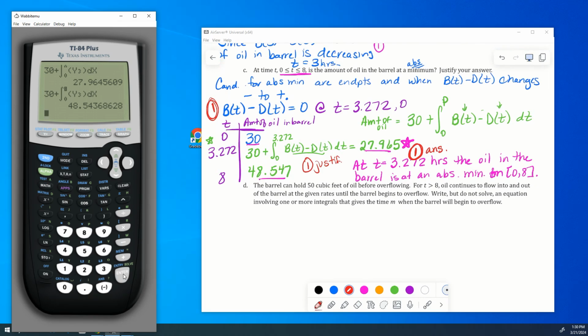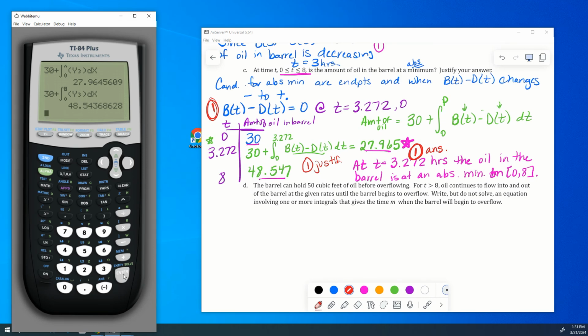Okay, the barrel can hold 50 cubic feet of oil before overflowing. For T greater than 8, oil continues to flow into and out of the barrel at the given rates until the barrel begins to overflow, right? But do not solve, love it when I see that, an equation involving one or more integrals that gives the time M where the barrel will begin to overflow. So what does that mean?